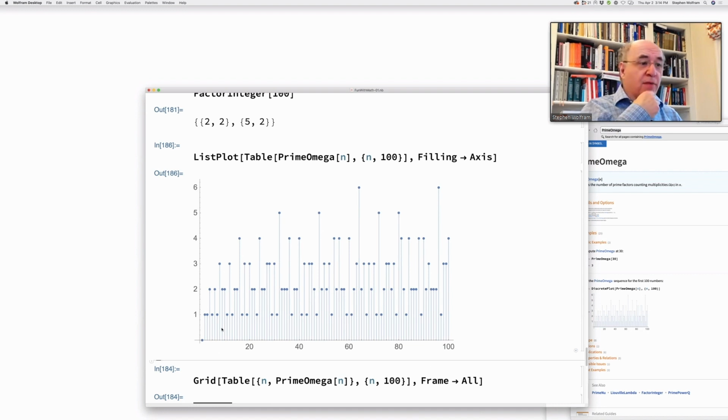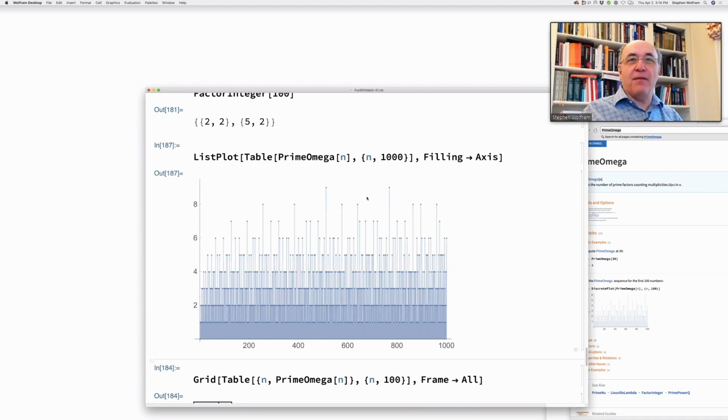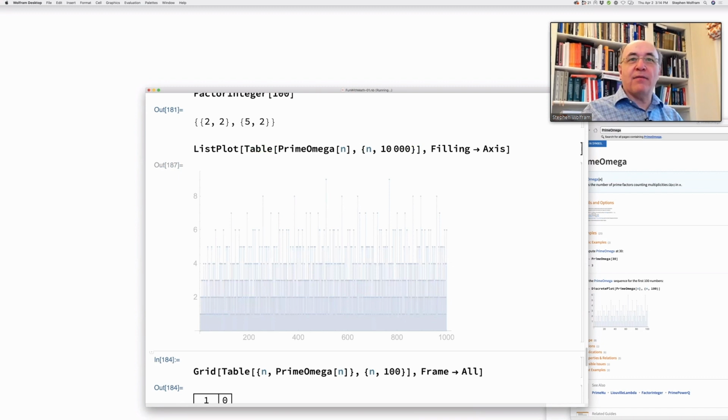Yeah, it's kind of remarkable. Somebody's commenting on the live stream how random this picture looks. Welcome to the world of numbers. You think numbers are kind of simple, but actually they get pretty complicated. That's for the first 1,000 numbers. If we do it for the first 10,000 numbers, it's going to look pretty complicated.